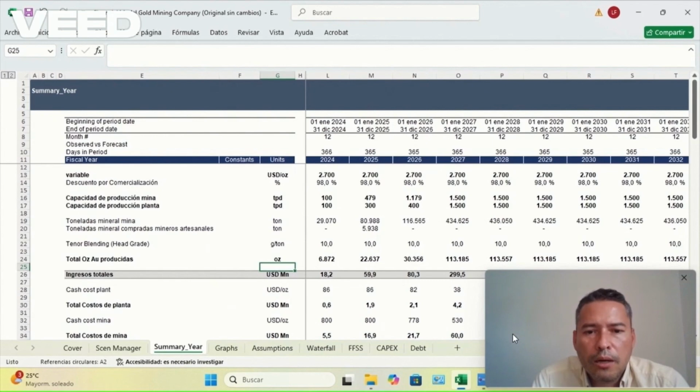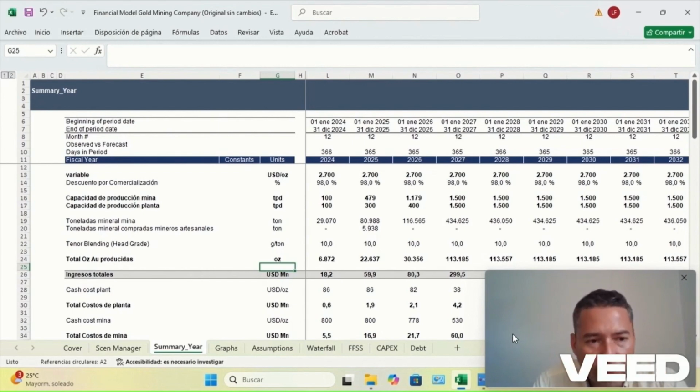This summary year is a resume of all the variables together because this Excel is built monthly. I'm going to show you in a minute how you can add the information you're going to analyze, and this is the summary of the year that you are working on and comparing, depending on the production, the costs, the price of the ounce, and some other variables that are going to generate an impact on this model. So here you can change the beginning of your model, for example, 2025 or 2026, and then again.